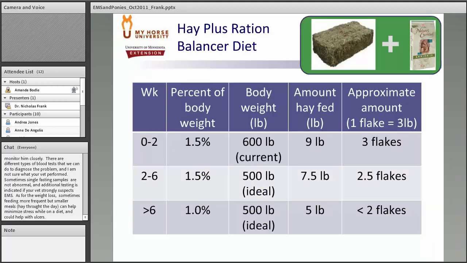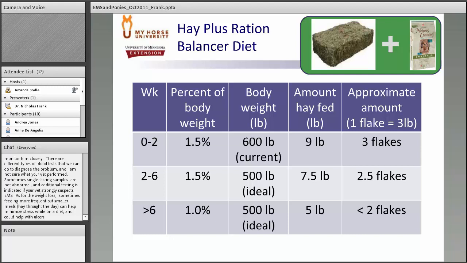So if we take a pony that weighs 600 pounds, and we said that we will start with 1.5% of current body weight, then that would be 9 pounds of hay. We need to weigh the hay and work out how many pounds of hay each flake is. Then let's say each flake of hay is 3 pounds, then that pony would be receiving 3 flakes of hay a day.